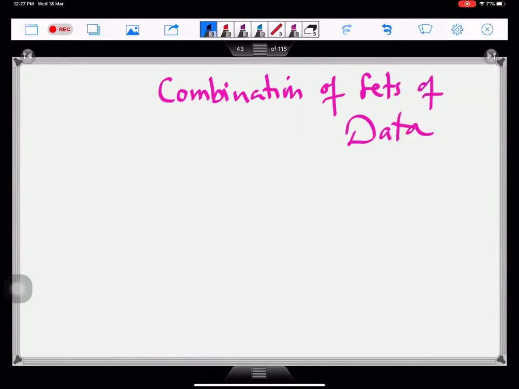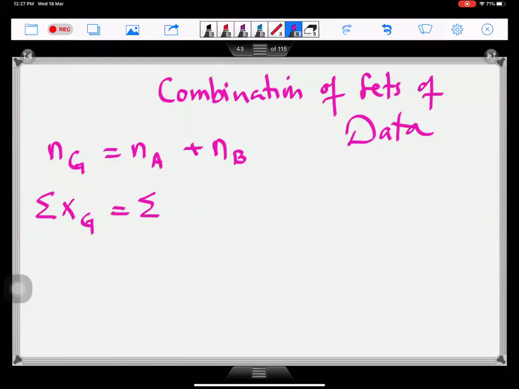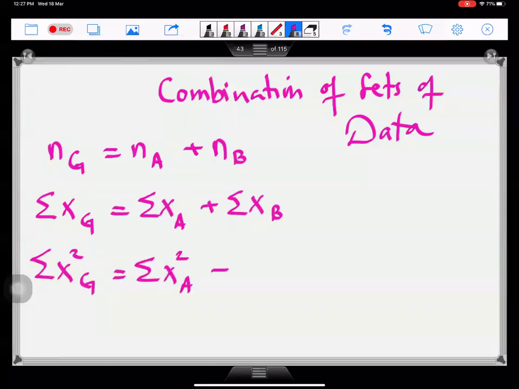I need the number in the group, that is equal to the number in set A plus the number in set B. I need sigma x for the group, which is sigma x for A plus sigma x for B. I need sigma x square for the group, which is sigma x square for A and sigma x square for B.